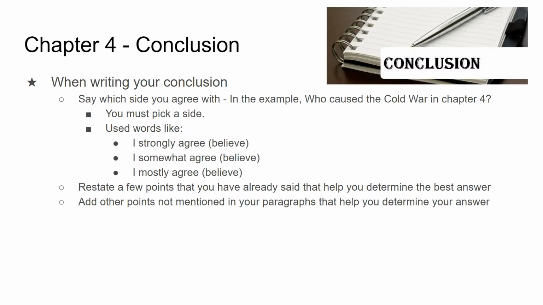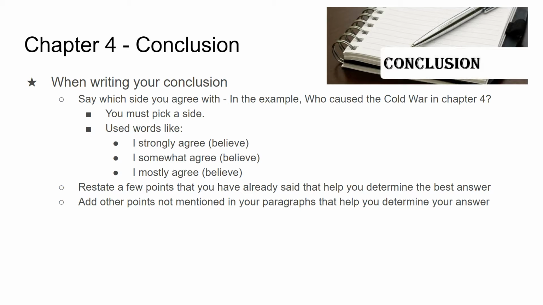The next thing is the conclusion. The conclusion is just summing up what you've already said in that section. When you write your conclusion, you need to say which side you agree with. In the example, who caused the Cold War in chapter 4? You need to pick a side. You can't say they both did. I want you to pick one side or the other.